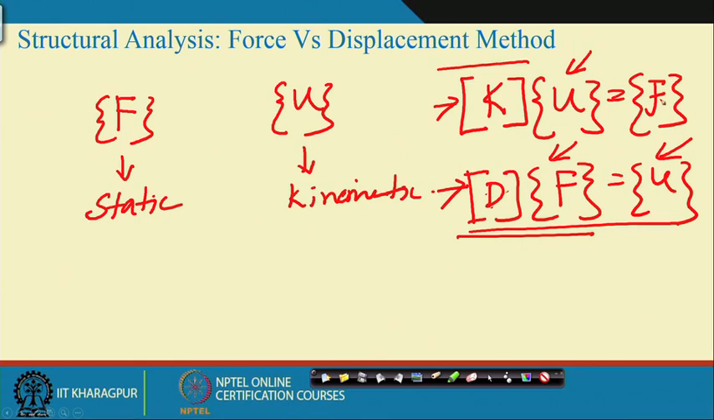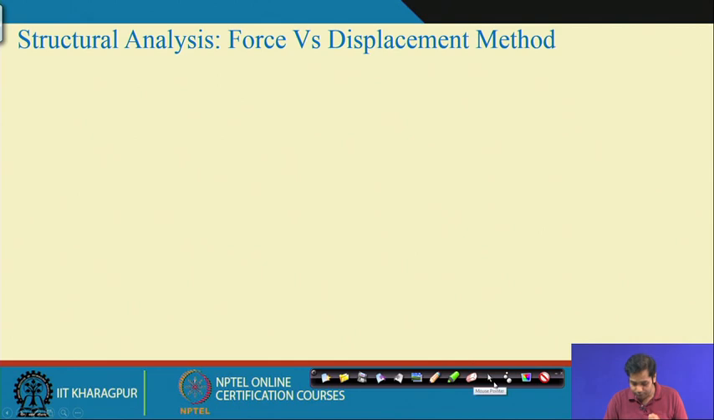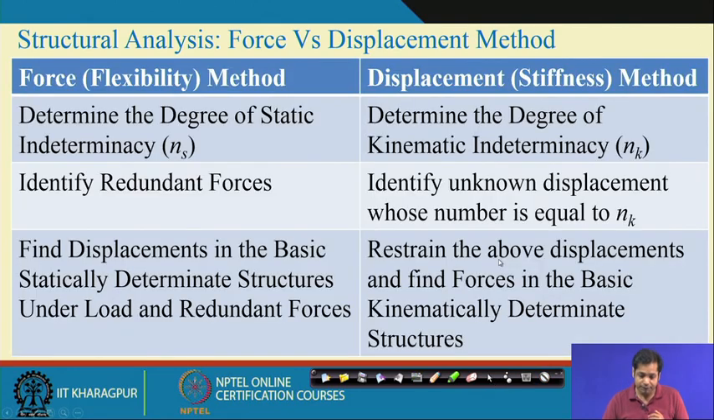That is how these force and displacement methods are different. Since their definitions are different, we are using different representations of the equation. Naturally, there will be differences in the steps. So, let us try to review what are the different steps that we follow in force and displacement method. Force method, since it uses the flexibility definition, is sometimes called flexibility method, and displacement method, which uses stiffness definition, is also known as the stiffness method.